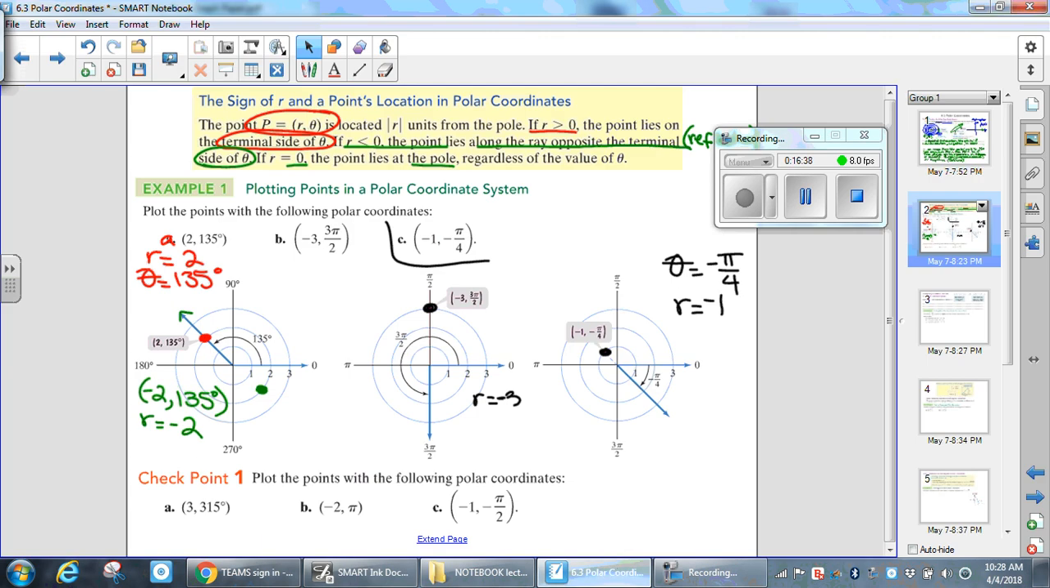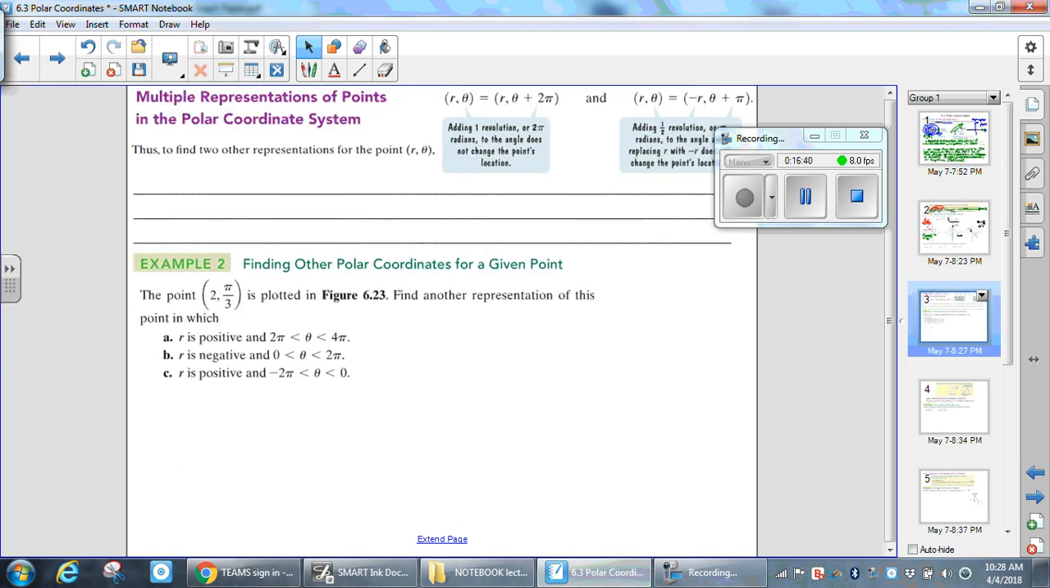And let's go to the next one. And so we're going to go over multiple ways to represent the same point. And I will tell you with 100% certainty that you will have a question just like this on your exam.